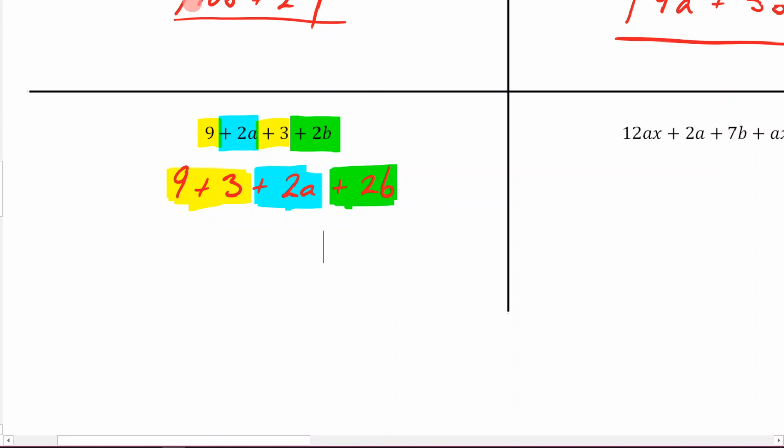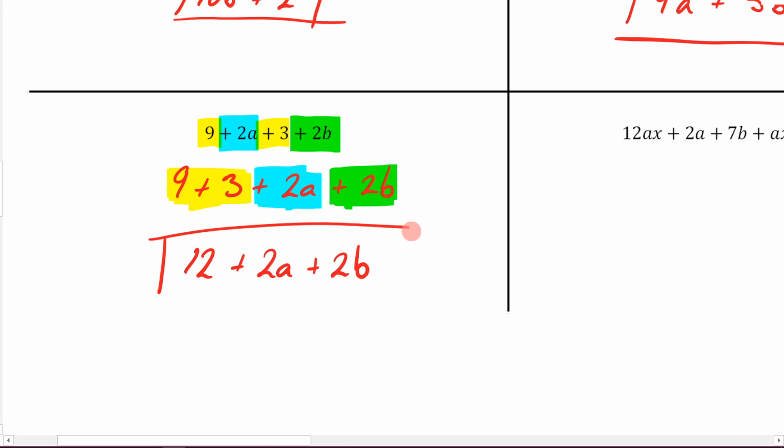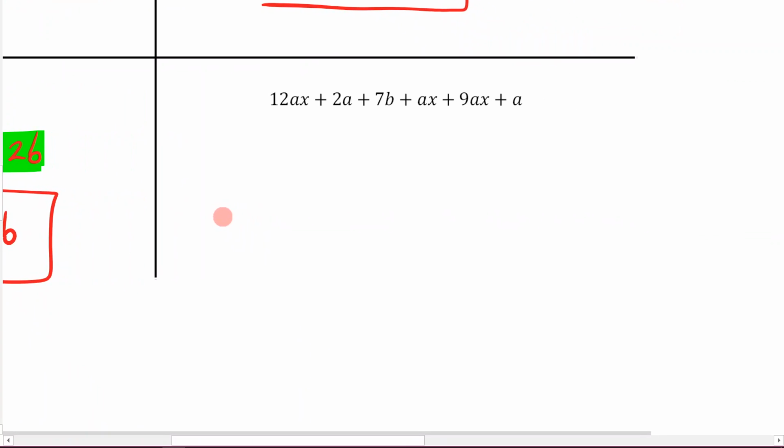Now I'm simply going to add them together. So the only thing I can add together here is this 9 and 3, which will make it 12. This will be 2a, and this will be 2b. As you can see, the 2a and the 2b stay separate. I can't add them together because they're not like terms. Okay, let's now move on to this one right here.